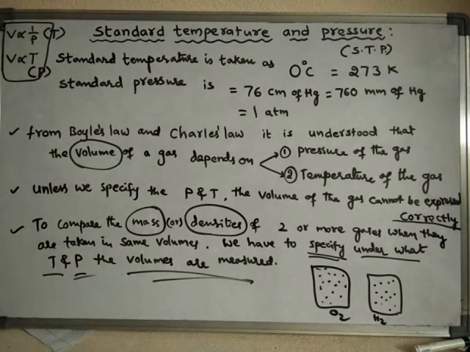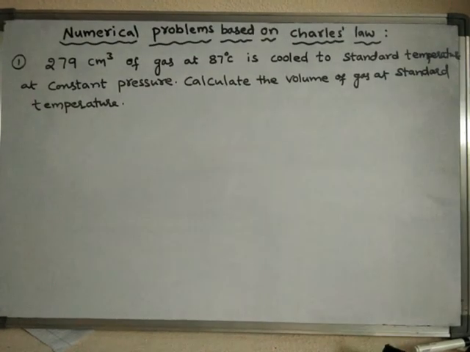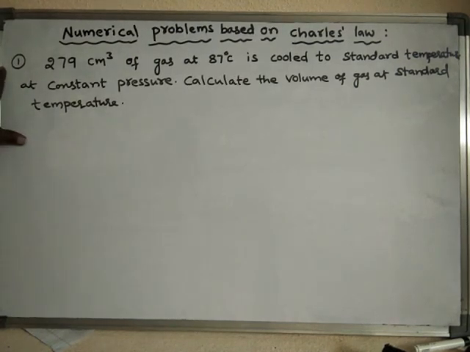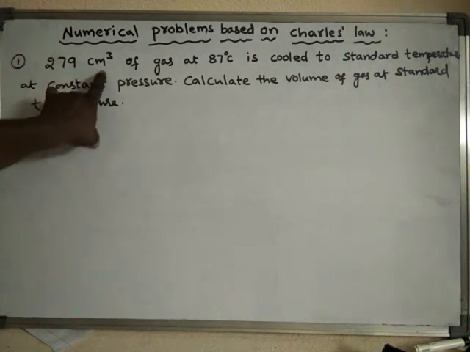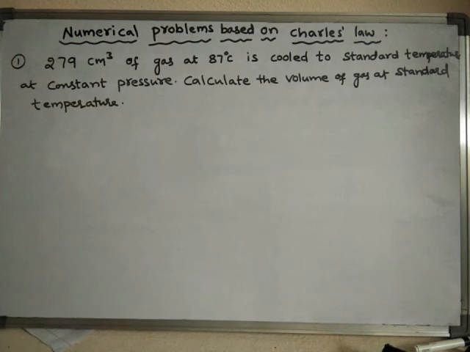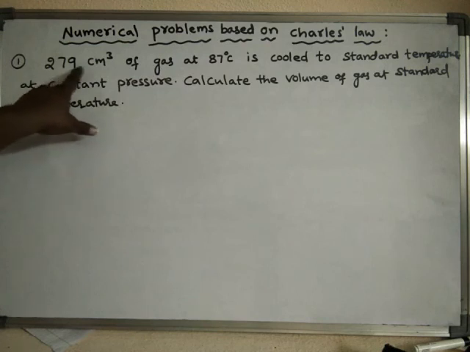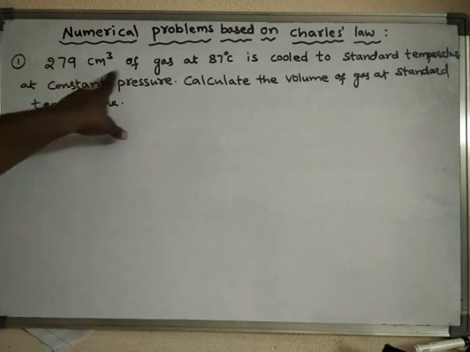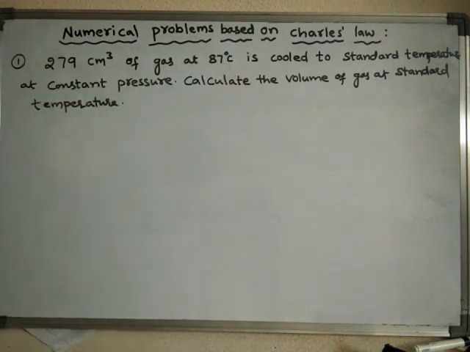Now we will learn how to solve some numerical problems based on Charles' law. First numerical problem. This problem says that 279 centimeter cube of gas at 87 degrees centigrade. What is centimeter cube? It is related to volume. So the volume of the gas is 279 centimeter cube at 87 degrees centigrade temperature.